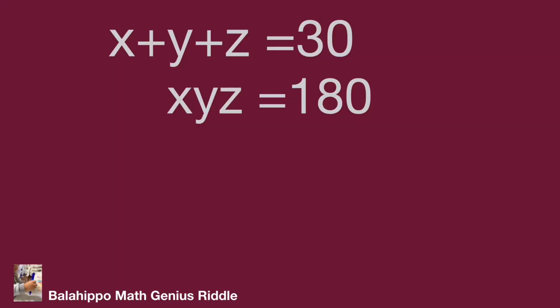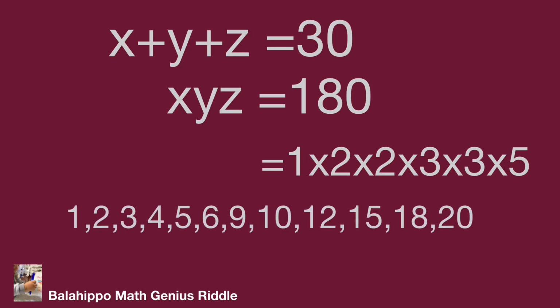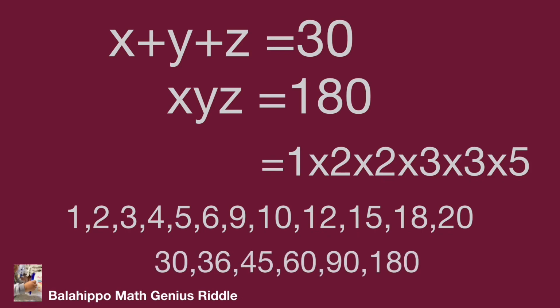We have two equations, x plus y plus z equal to 30 and xyz equal to 180. The basic way: because x, y, z are positive integers, just find the factors of 180. 180 equals 1 times 2 times 2 times 3 times 3 times 5. So these factors are listed as in the video: 1, 2, ... 20, and 30, 36, ... 90, 180.